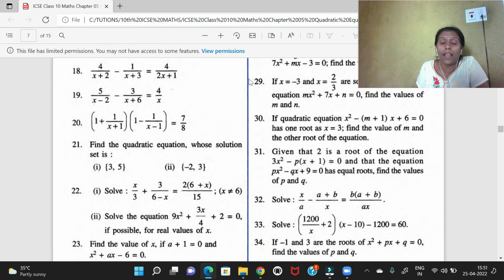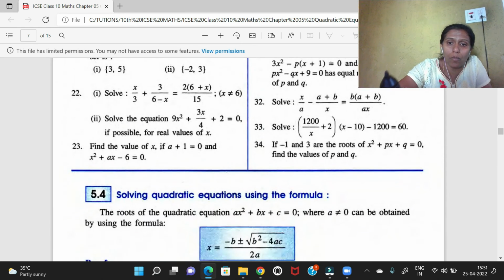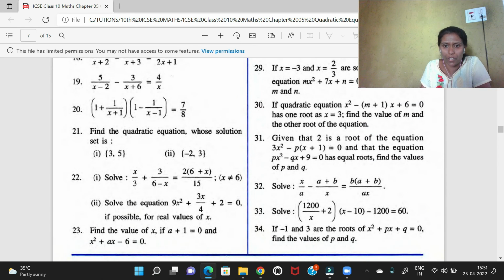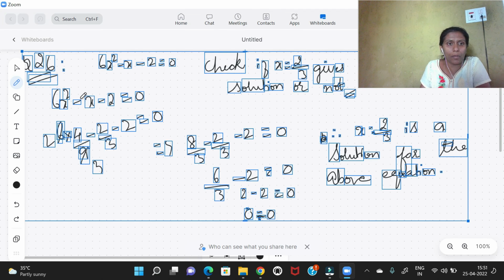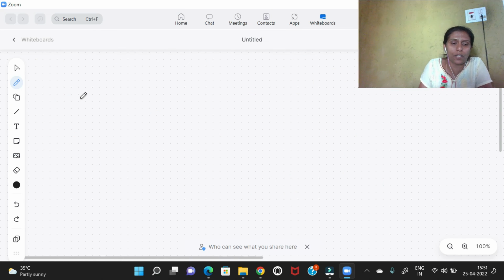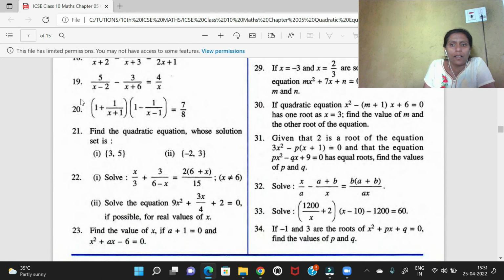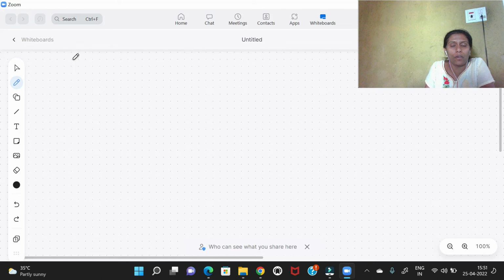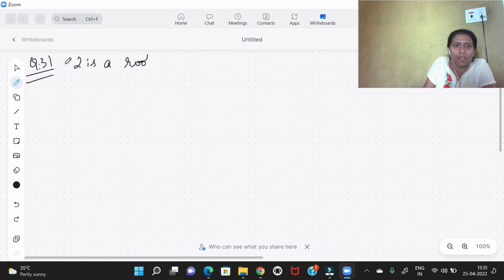I'm going for number 31. So I'm left with another 4 questions. Let me check. Now I'll go for number 31 and see whether this works for me or not. Given that 2 is a root of the equation. So it means question 31 tells me 2 is a root of the equation. Therefore, one of the values of x can be 2.